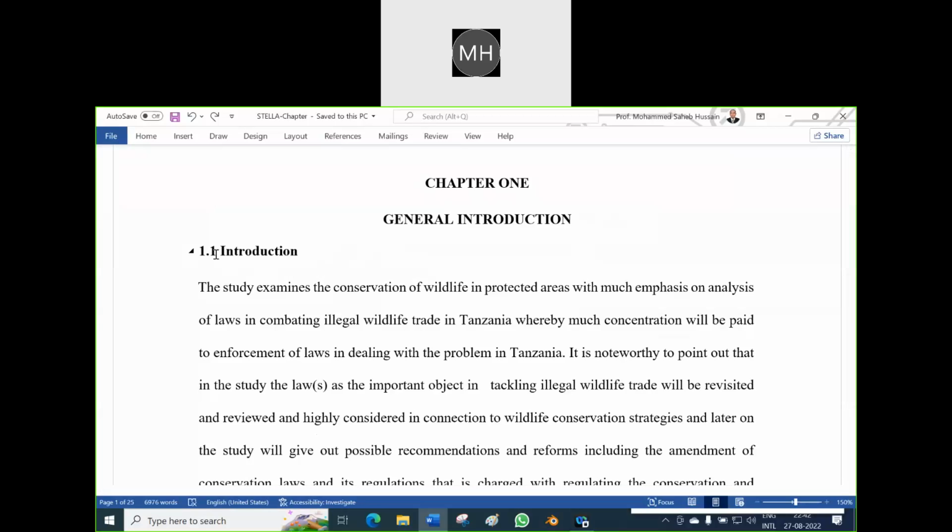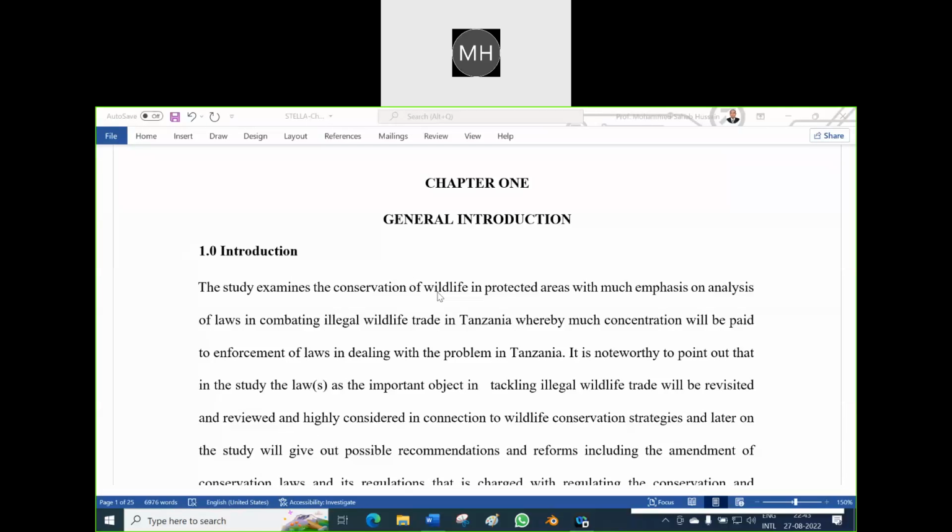If you don't know, it's a pass on. The number is 1.1, and what comes first is 0, Z-E-R-O. So 1.0, and after 1.0 there would not be any punctuation. Then we should write introduction.